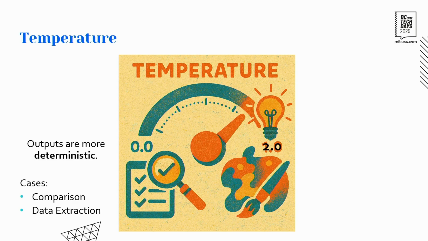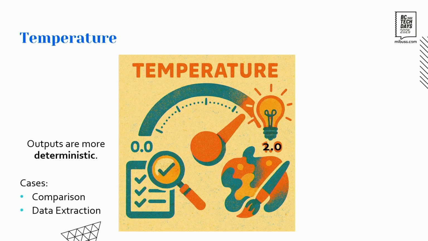Now, on the left side, the 0 side, the outputs are more deterministic. And when it's set at 0, it's never exactly deterministic. If you put in A and you expect A back out, it may not always give you A. It might give you A now, it might give you B later. So it's not always deterministic.